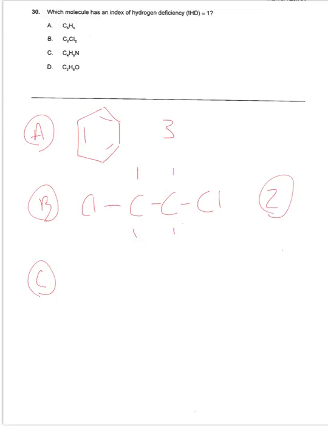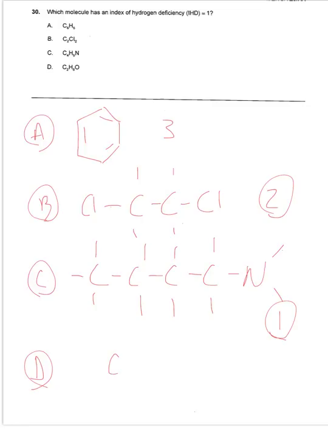With C, if I draw in my 4 carbon and a nitrogen, I would need 1, 2, 3, 4, 5, 6, 7, 8, 9, 10, I would need 11 hydrogen, but I only have 9. So that's 2 hydrogen I'm short, or 1 hydrogen molecule for a deficiency of 1. And D then, I've got C2H6O, so I'm going to need 1, 2, 3, 1, 2, OH there. So that actually is saturated or at 0.